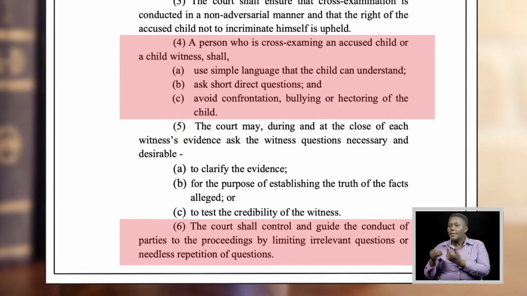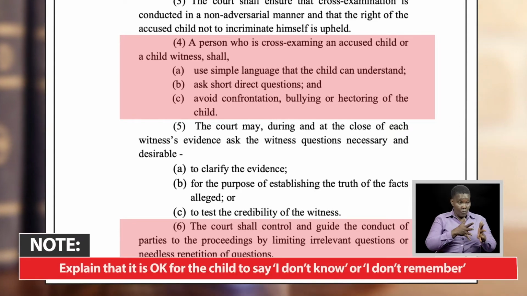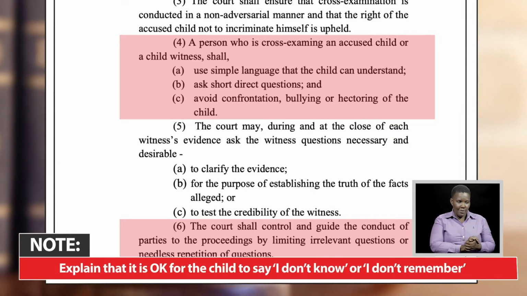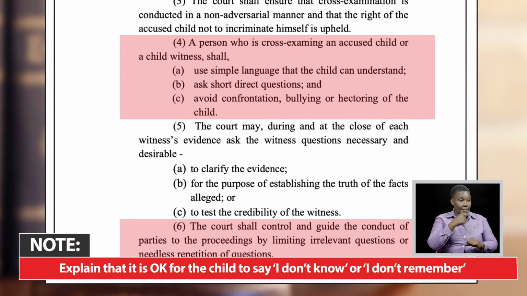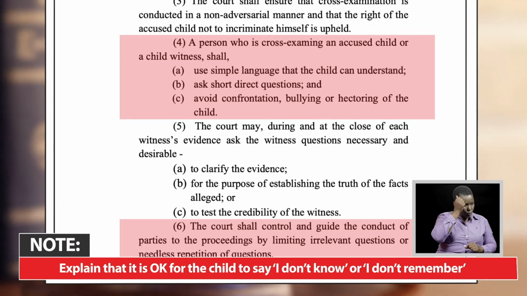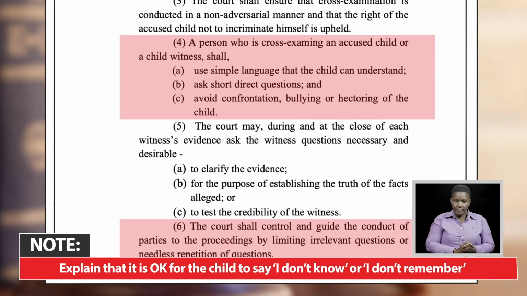He or she should also be allowed to draw or make certain gestures that will allow the court to know specifically that the part she is referring to is a certain part of the body that either was used to abuse him, or where she was abused. Explain that it is okay for the child to say, "I don't know," or "I don't remember," rather than feeling obliged to come up with an answer.